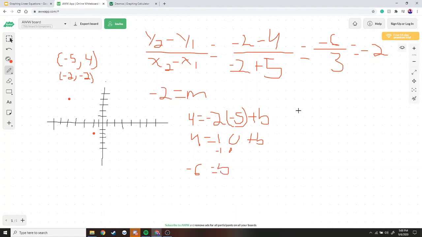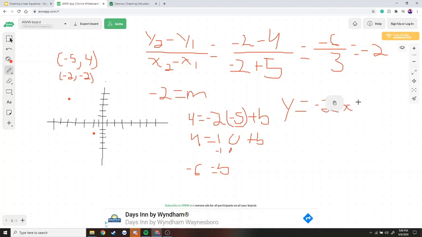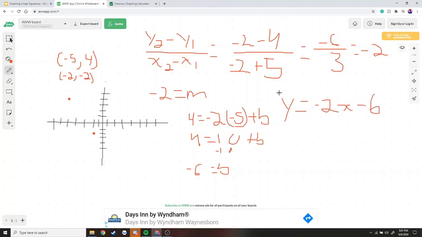That means the equation for our line is going to be y is equal to our slope, which is -2, x, because it's a function, and then plus b. Our b is negative, so it's going to be -6. And this is the equation for our line.